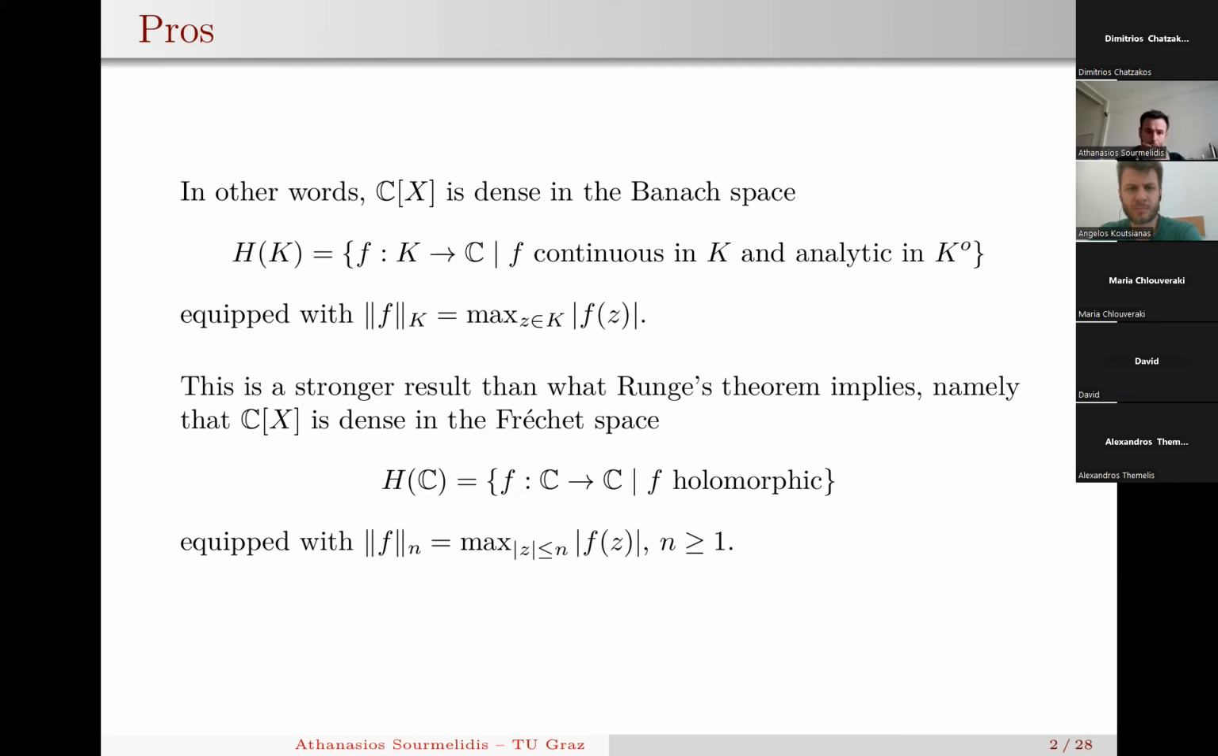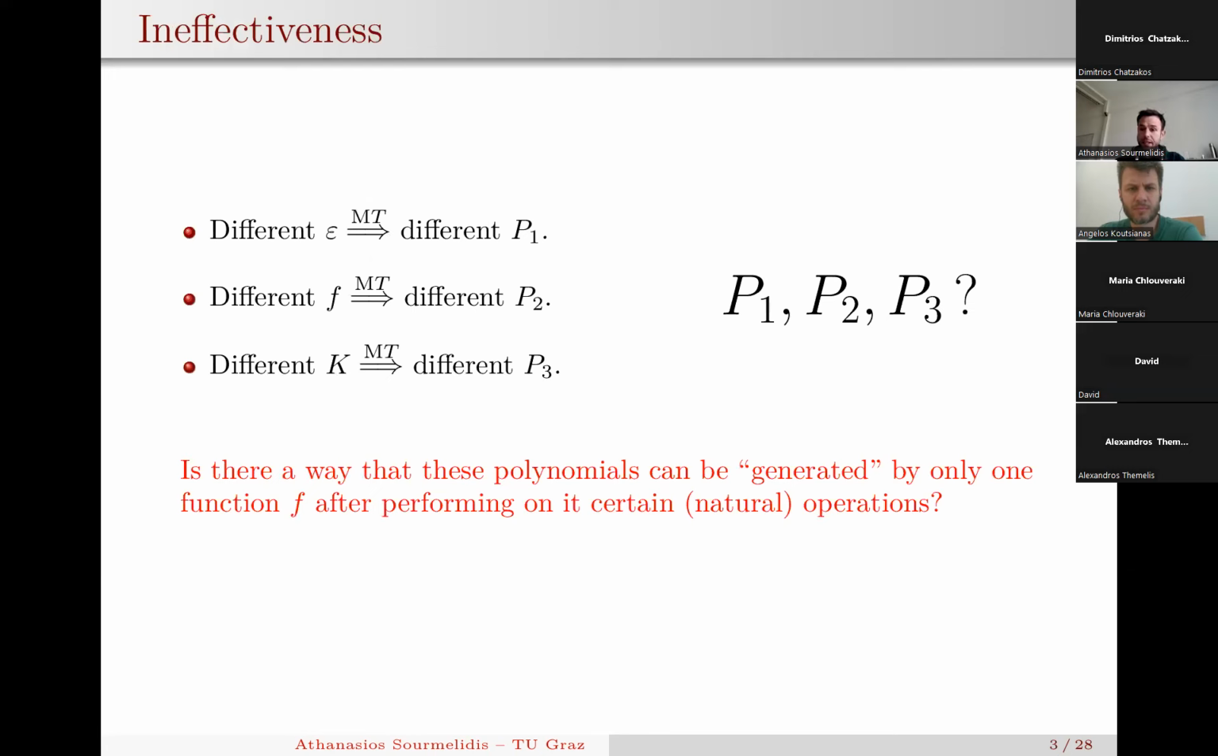Basically, if you change the error and you want to have a smaller error, then you have to choose a different polynomial. That's what Mergelyan's theorem says. If you change your function f and you keep the compact set K, you have to choose a different polynomial. The Mergelyan theorem produces a different polynomial. And if you also change the set K, the same happens again with the polynomial.